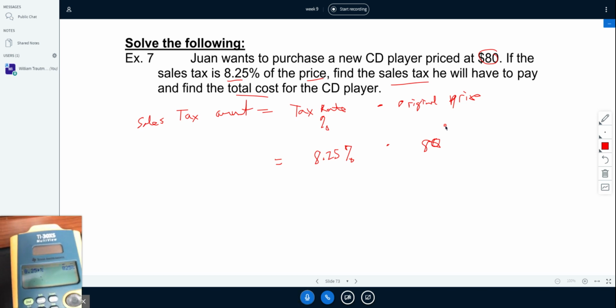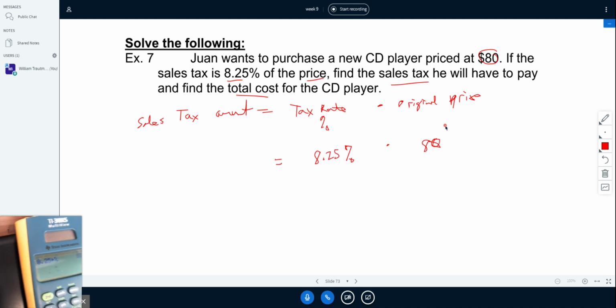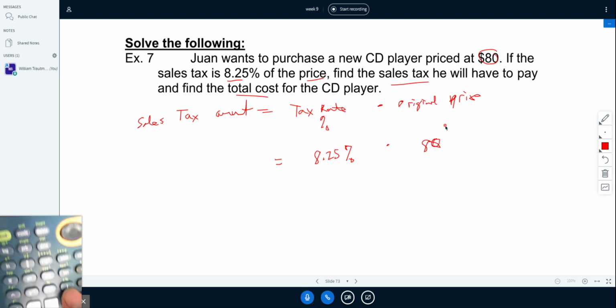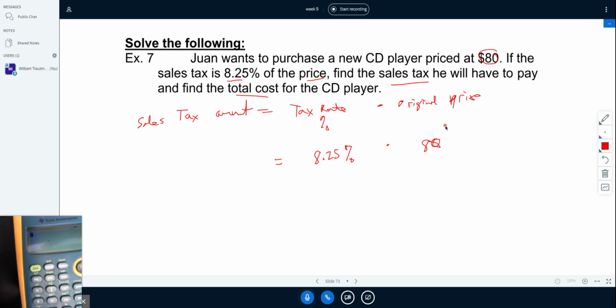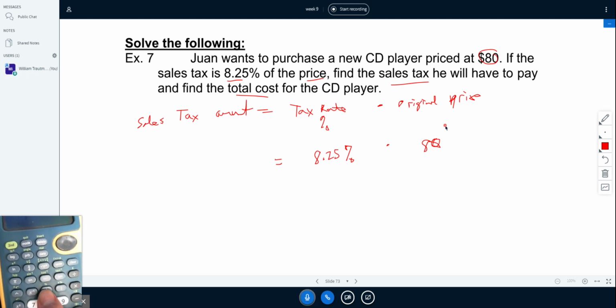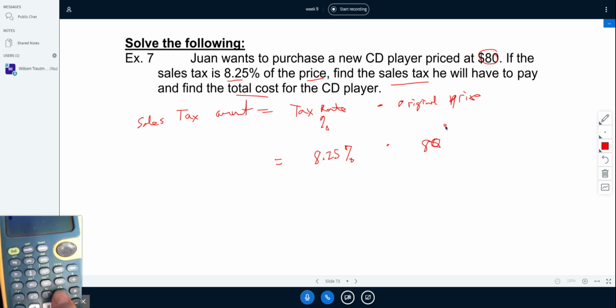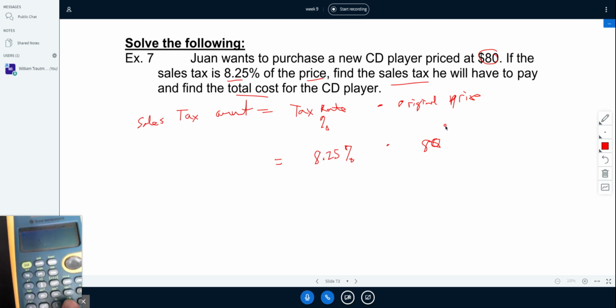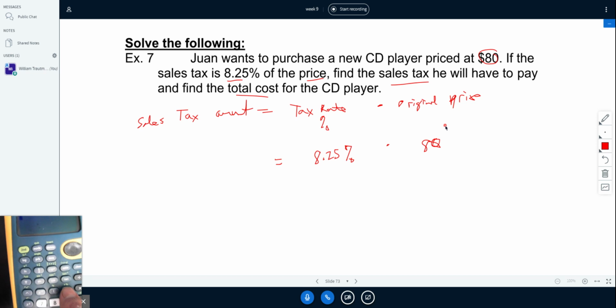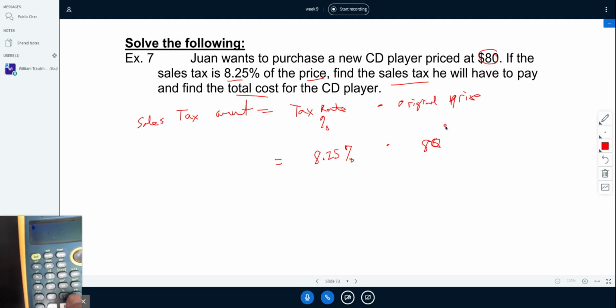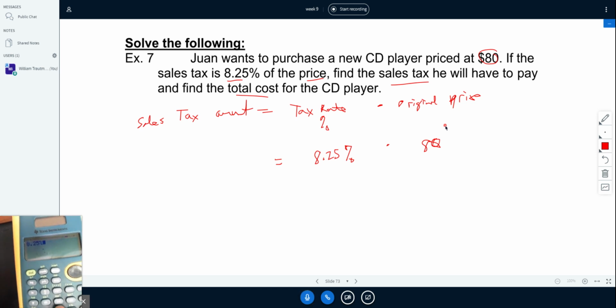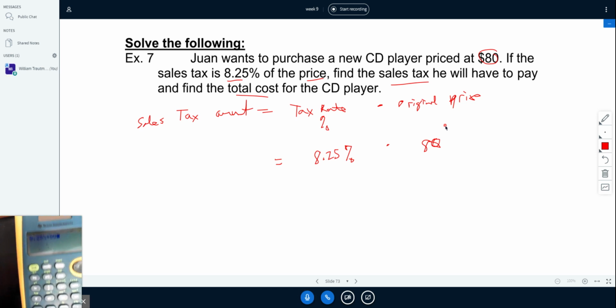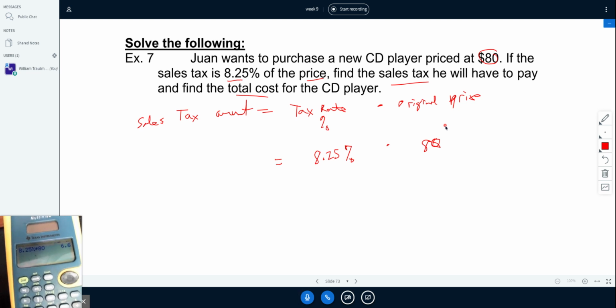That doesn't make sense. Oh, I'm using the wrong button. I keep on pushing the wrong button. The percentage is right here. That's changing it to a percentage. That's the percent button. That little arrow says, "Oh, change this to a percent." So you can change a decimal to a percent just by pushing this button. So once again, it's 8.25%, 8.25, and then I push this one percent. There we go. Times $80, and I get $6.60.